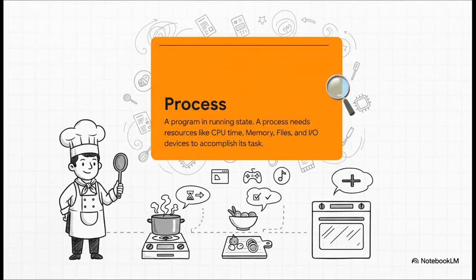The best way to think about a process is like a single chef working in a giant kitchen. Your web browser? That's one chef. Your game? That's another chef. Each one has their own recipe, that's the code, their own set of ingredients, that's their private memory space, and their own status. They could be actively cooking, or running, they could be ready with everything chopped, or ready, or they could be just waiting for the oven to free up, which is a waiting state.